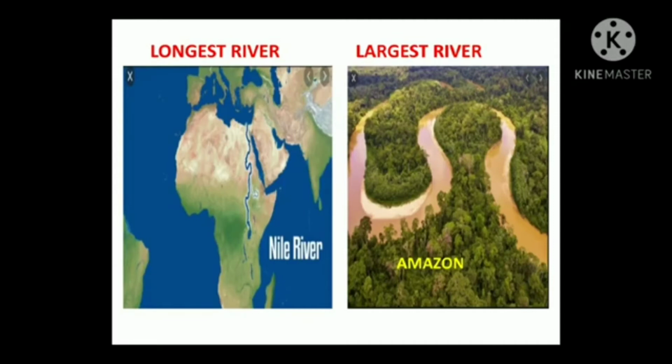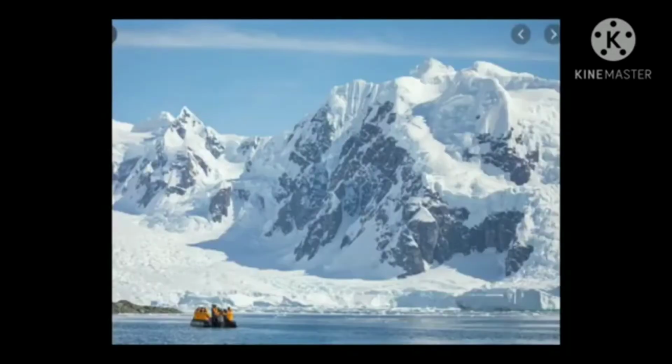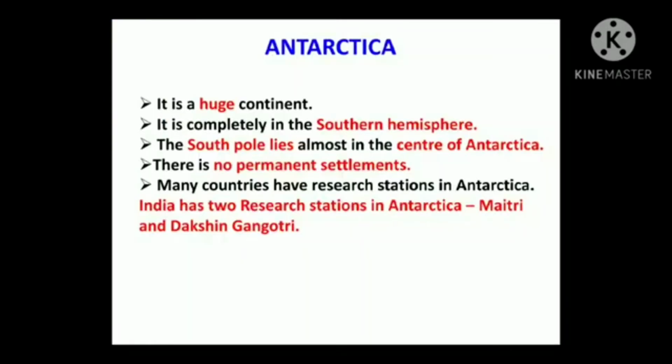And the next one is Antarctica. Antarctica is a huge continent and it is completely situated in the southern hemisphere. The South Pole lies almost in the center of Antarctica because it is located in the South Polar region. Therefore, it is permanently covered with thick ice sheets, and there are no permanent human settlements. Many countries have research stations in Antarctica, and India also has two research stations, named Maitri and Dakshin Gangotri. So these are the main features of Antarctica.